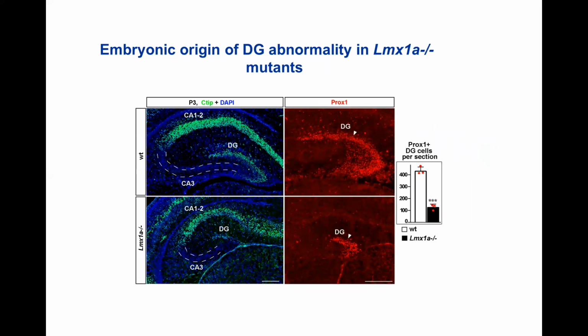So, to identify developmental origin of these abnormalities in Lmx1a mutants, we analyzed early stages, beginning with postnatal day 3, P3, and images from this developmental stage are shown here. So first, we used CTIP immunohistochemistry to study general hippocampal pattern. CTIP labels dentate gyrus neurons and also neurons in CA1 and CA2 regions. But neurons in CA3 region are negative for the CTIP stain.